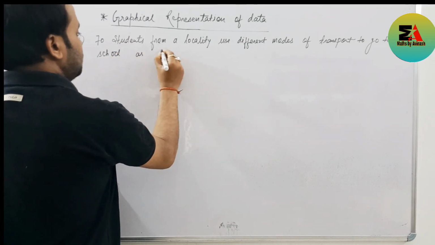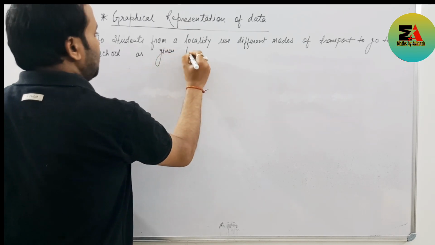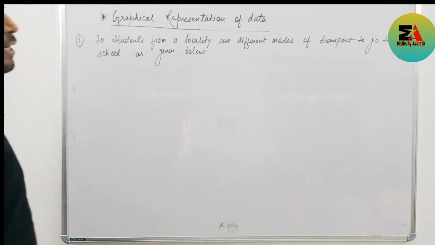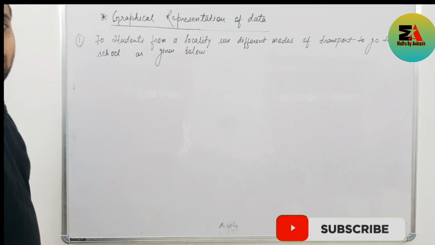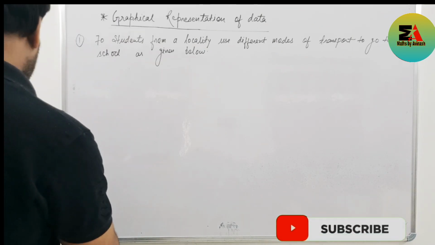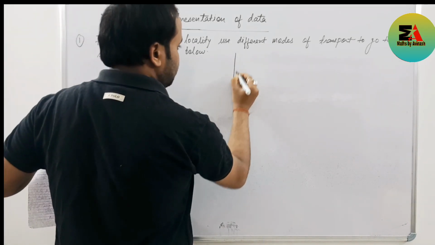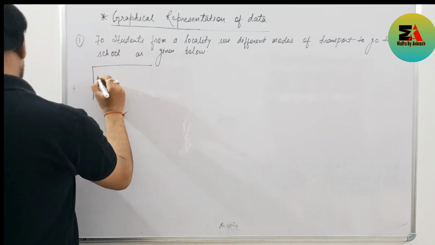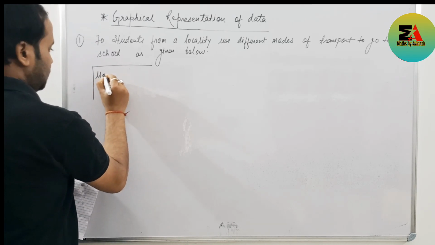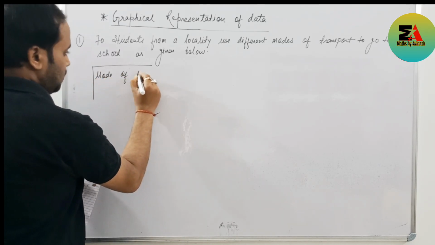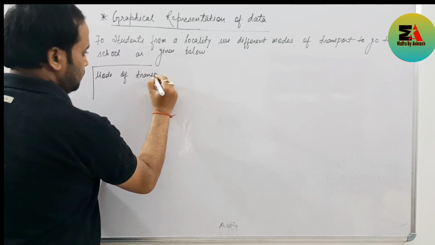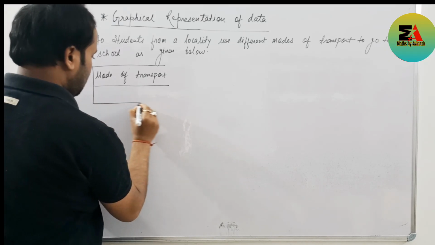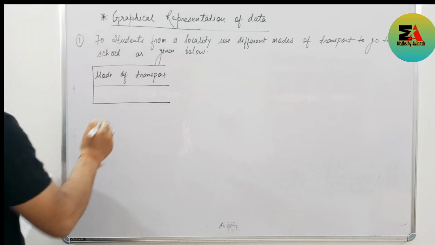As given below. The question says 70 students use different modes of transport to go to school. The question is this: use of mode of transport and number of students.